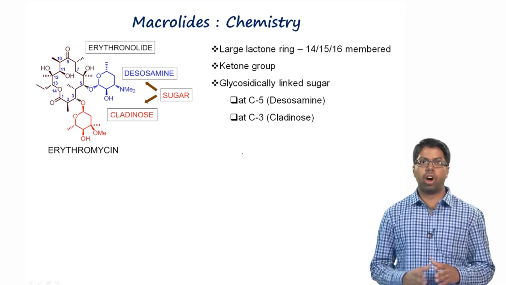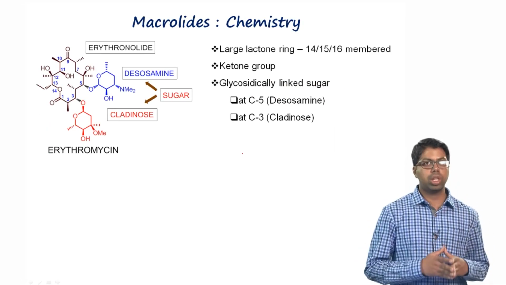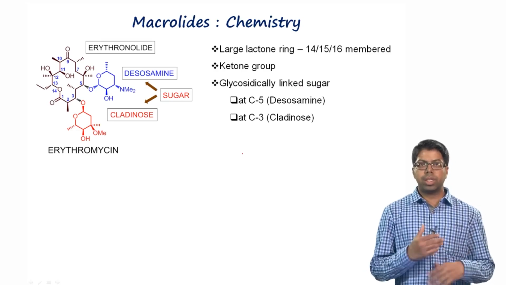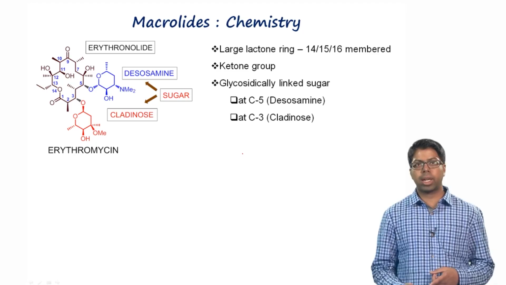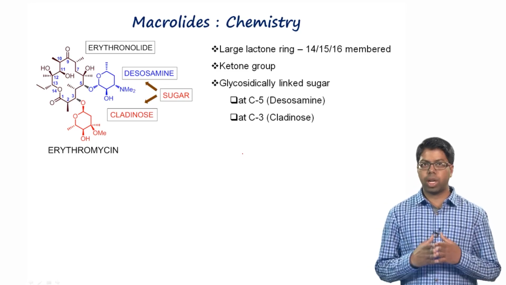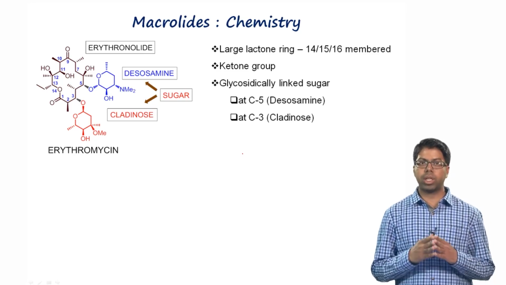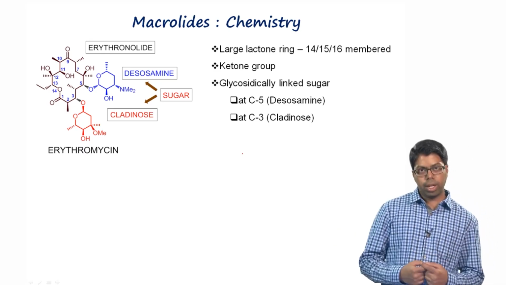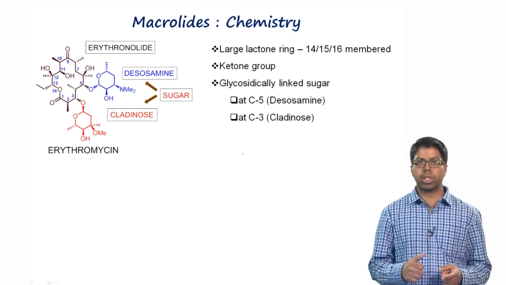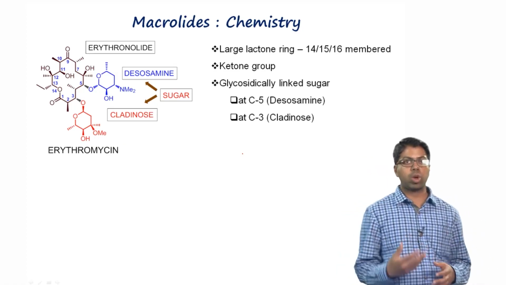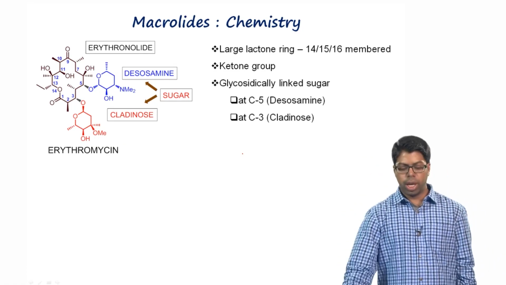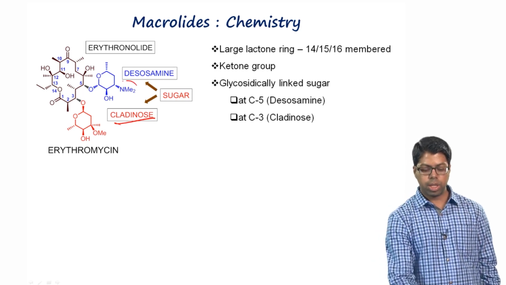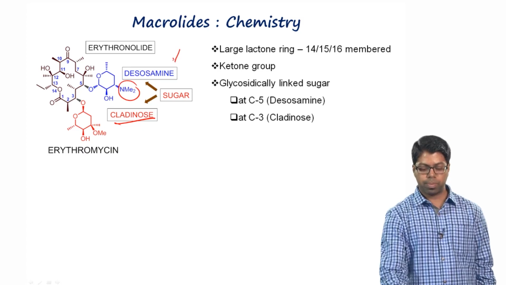The chemical structure of macrolides contains a large macrocyclic lactone ring with 14 to 16 atoms, and this lactone ring is substituted with many alkyl and hydroxyl groups and a ketone functional group at the 9th position. This is one such example called erythromycin. The macrocyclic lactone ring present in the erythromycin is called erythronolide. It is also substituted with sugars at the 3rd and 5th position respectively by a glycosidic linkage. The sugar that is present in the 3rd position is called cladinose, whereas the amino sugar that is present at the 5th position is called desosamine.